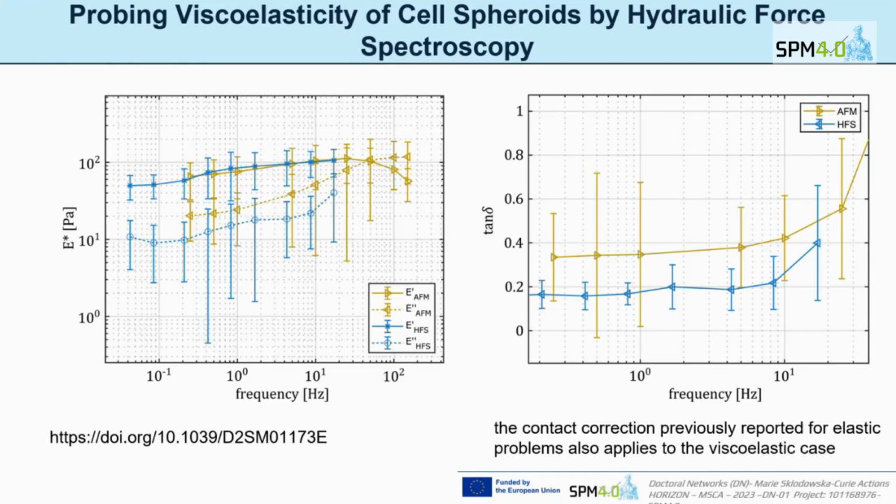And here we have a comparison overlap of AFM data in yellow and hydraulic force spectroscopy data in blue. And what we can see here is that they are in good agreement, but hydraulic force spectroscopy gives us the possibility to check the properties of the material at a lower frequency range, which is not possible to obtain with the AFM system.